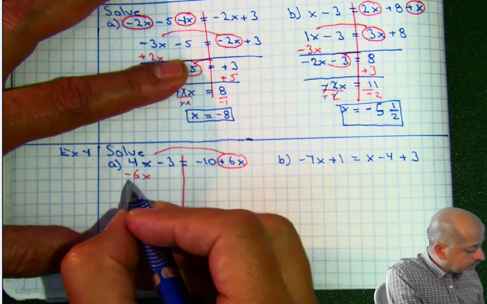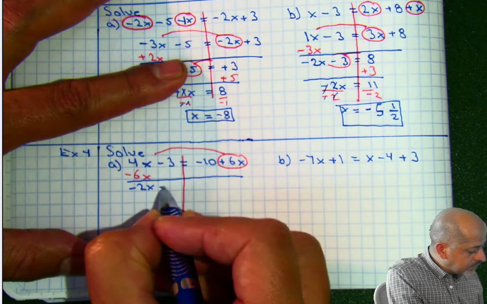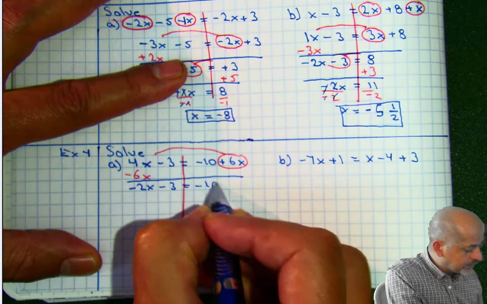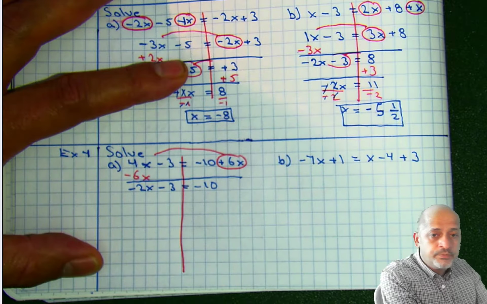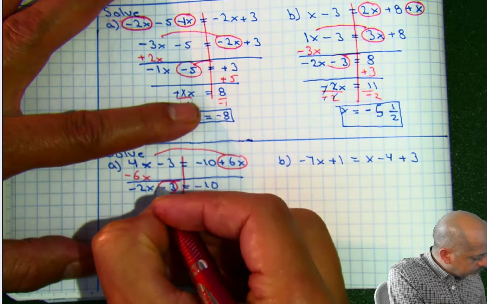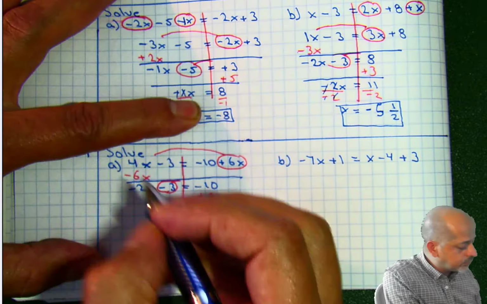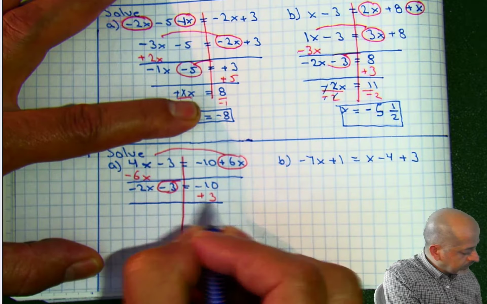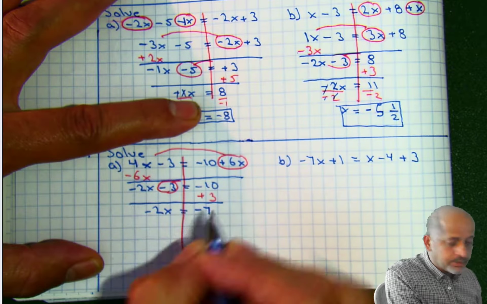I'm going to draw the line underneath. That gives me a negative 2x, minus 3 comes down, and negative 10. And now we have a two-step equation, just an easy equation to solve. I'm moving my negative 3 to the right, we can say positive 3. Remember to use your red pen, makes it easier to read your notes. That gives me negative 2x equals negative 7.